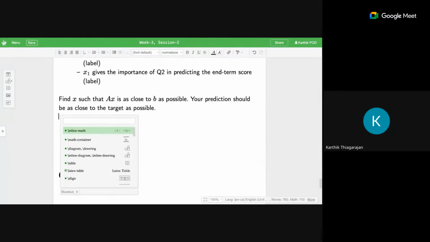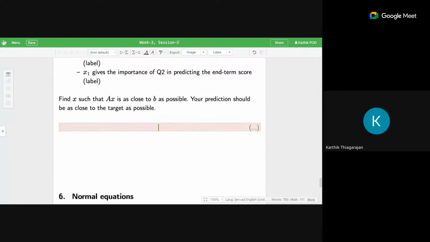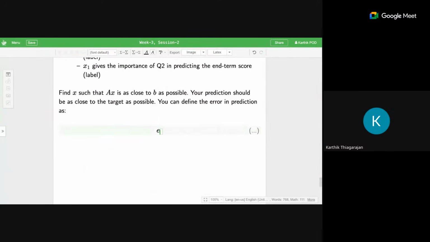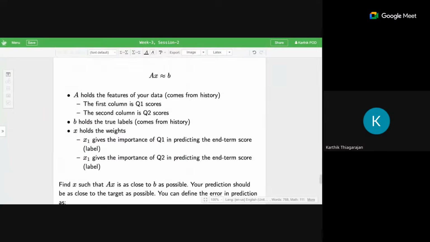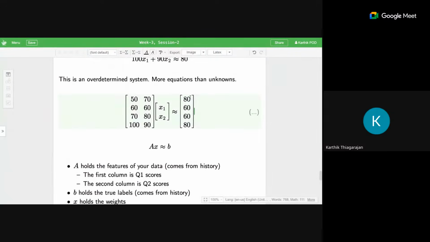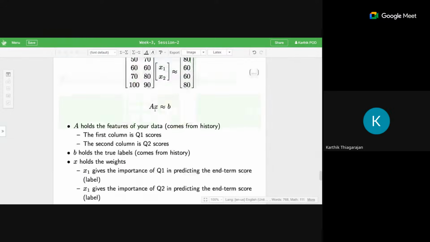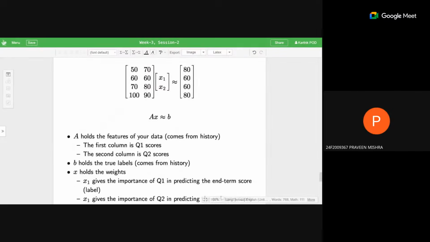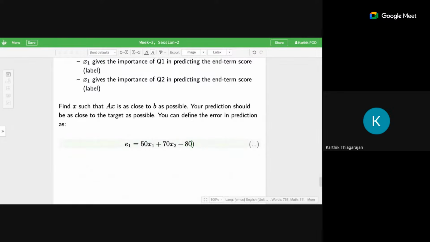Error will come into play here. So you can define the error in prediction as whatever you predict. For the first student, remember that 80 is the correct value. So what is the error? It is (50x1 + 70x2 - 80), the whole squared.